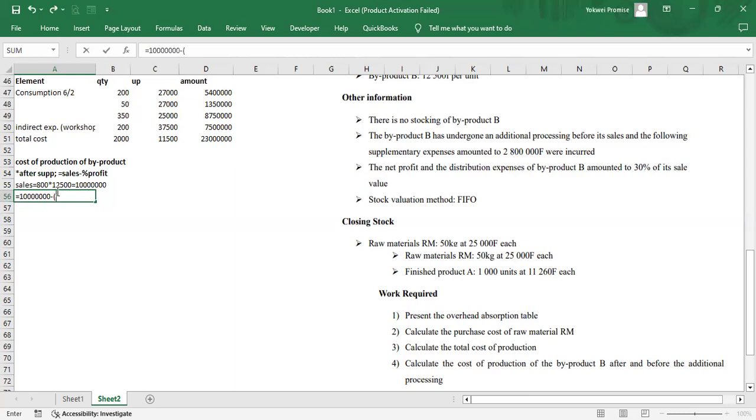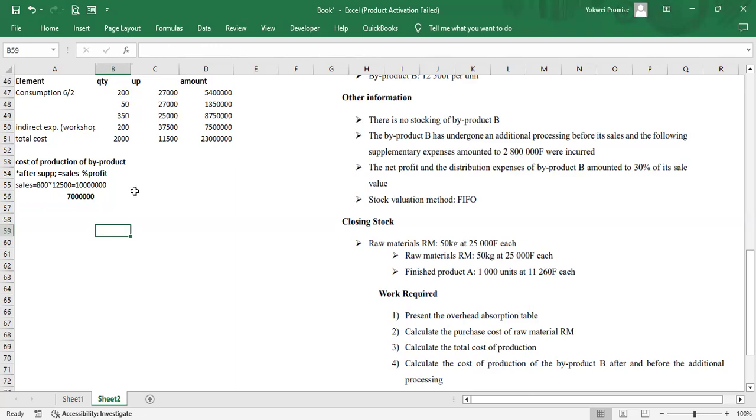30%. From the question, we're having what? 30%. 30% of the 10 million. Are you seeing? Yes, sir. Yes, so you punch. This is what we have. This will be our cost, which will be 7 million. This is the cost now after supplementary treatment, because we have removed the profit.